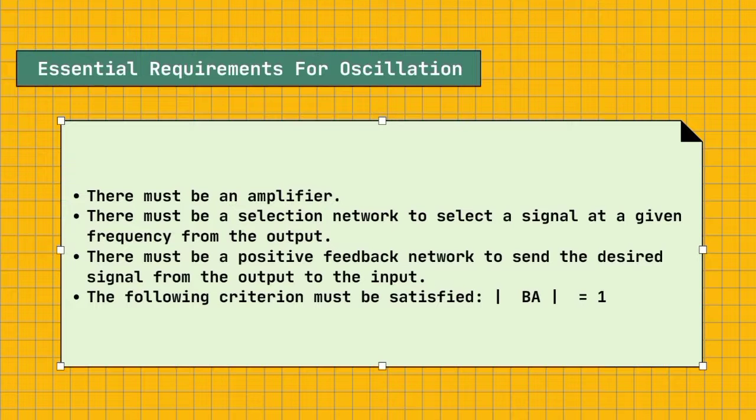And lastly, the essential requirements for oscillation. In order to achieve oscillation and sustain it in a stable condition, the following requirements must be met. The first one, there must be an amplifier. Second, there must be a selection network to select a signal at a given frequency from the output. Third, there must be a positive feedback network to send the desired signal from the output to the input. And lastly, the following criterion must be satisfied, which is BA equals 1.